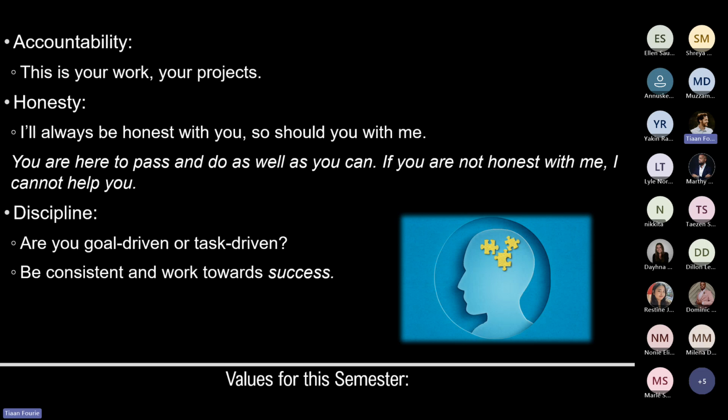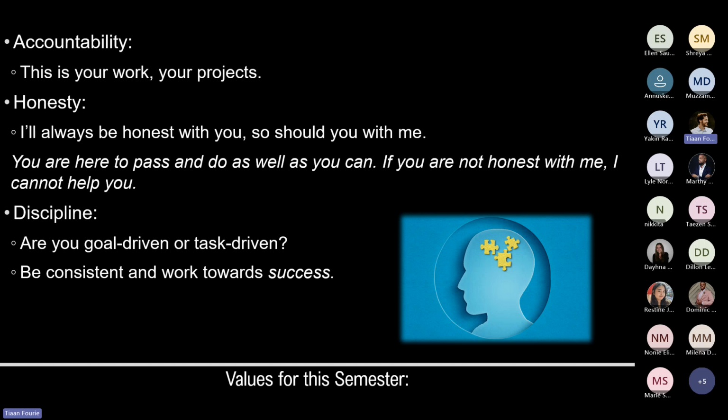And then discipline: are you goal-driven or are you task-driven? Be consistent and work towards success. What's the difference between goal-driven and task-driven? Some people find pleasure in achieving goals. Some people find pleasure in completing tasks.